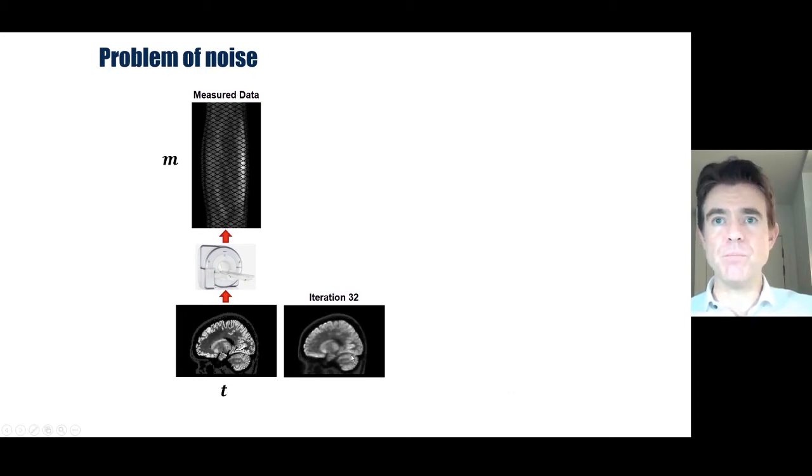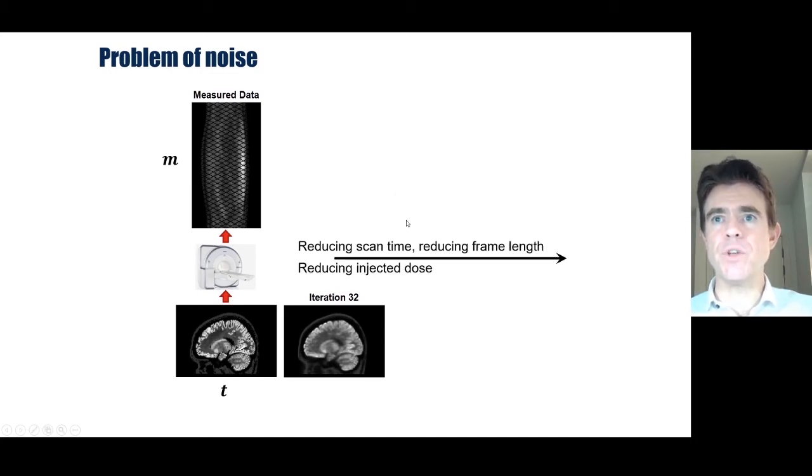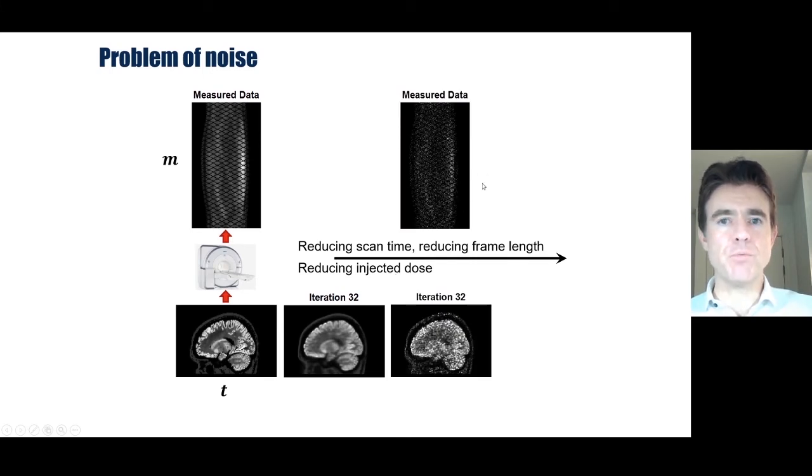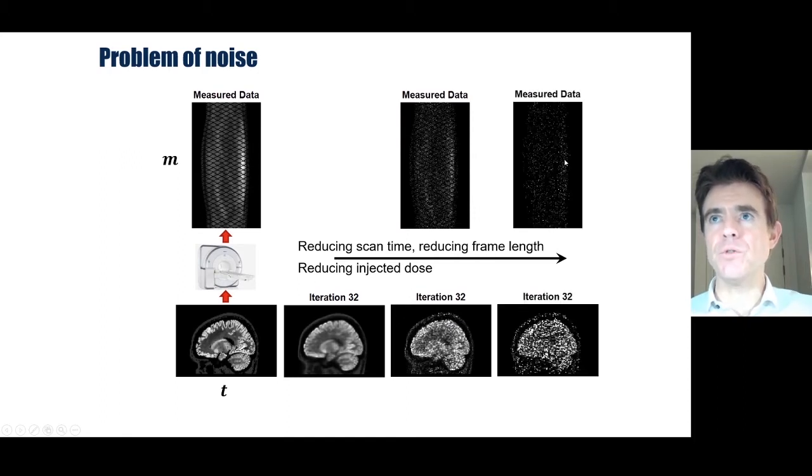In fact, it would be much better than that had we carried on iterating, but the reason I haven't iterated more there is because if we had reduced counts due to reduced scan time or reduced frame length, reduced injected dose, then we would have Poisson noise on this data. And if we do 32 iterations of EM, we get quite a noisy result like that one. Or if we have even fewer counts, then things only get even worse.